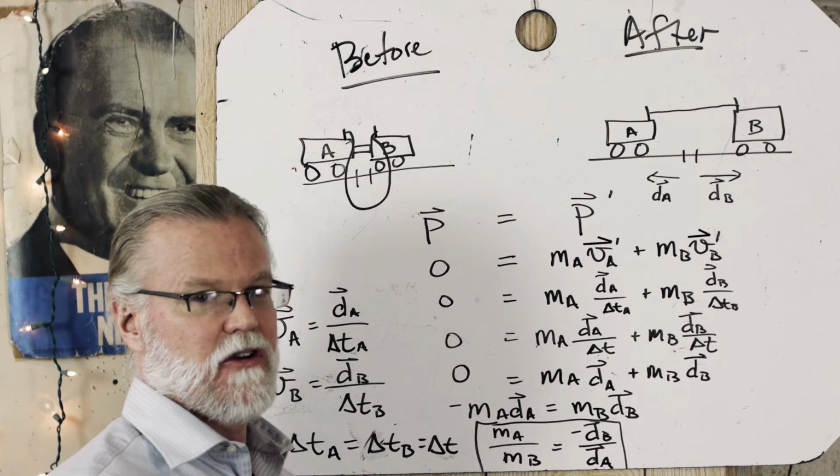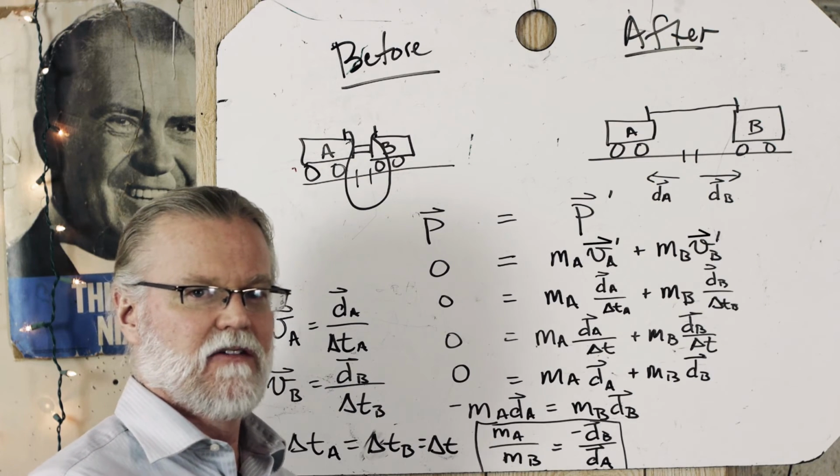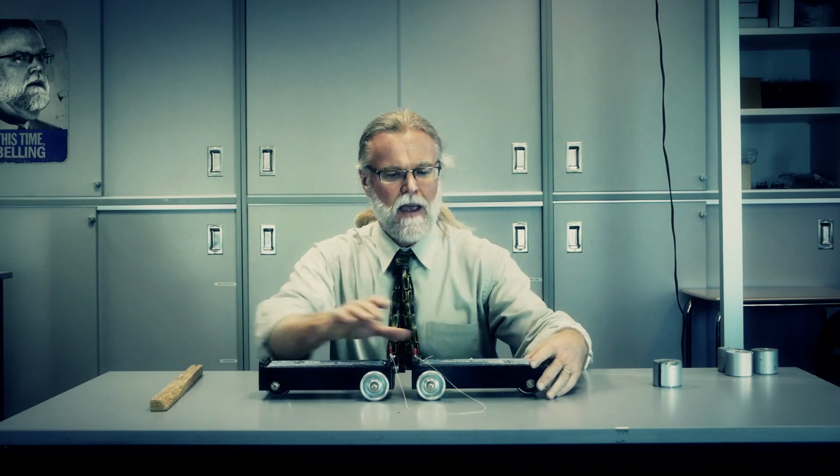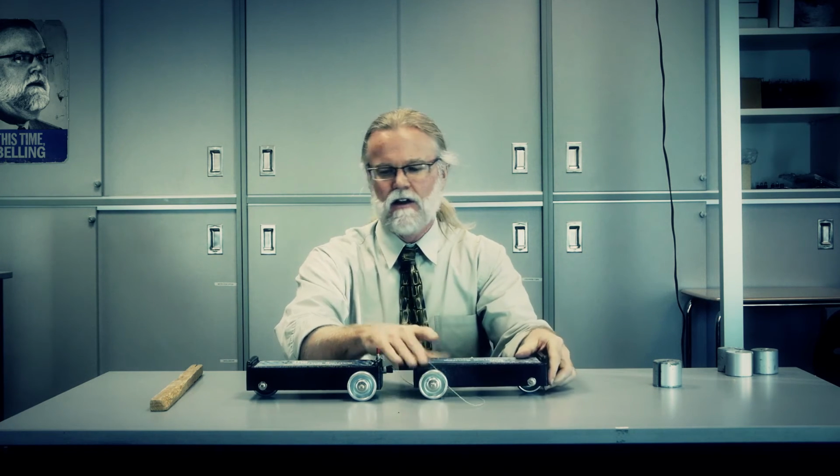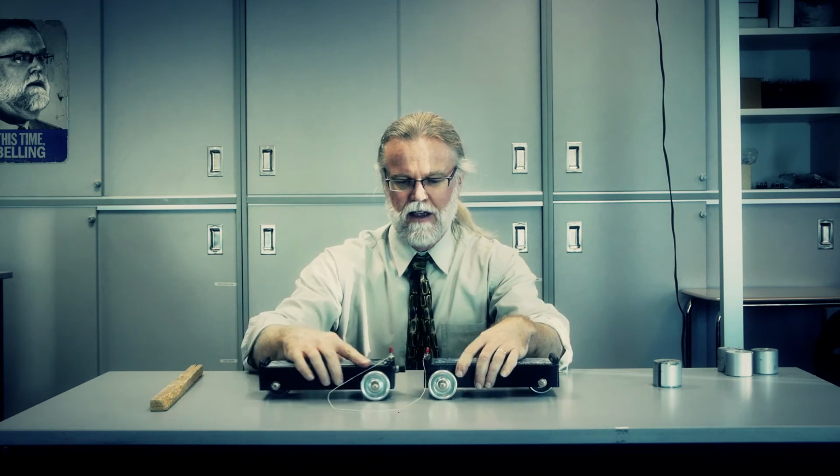Now I'm going to show you experimentally how you're going to pull this off. We have our two carts here. You're going to get the mass of the cart. It's actually written on the cart. This one's 806 grams. This one's 794 grams. You won't be able to mass these on our scales because they're too massive.